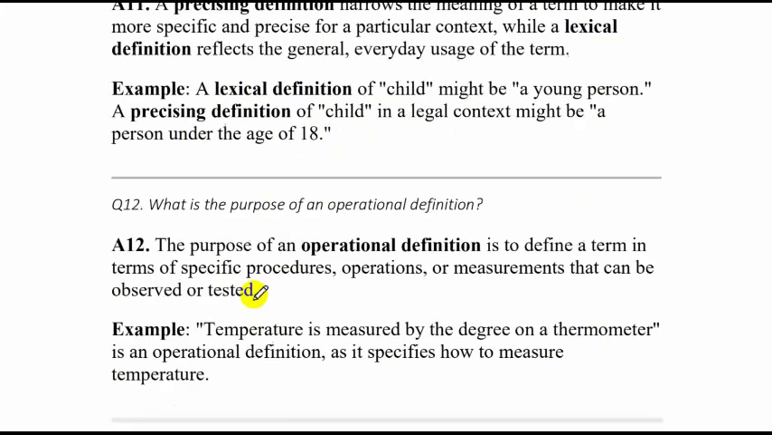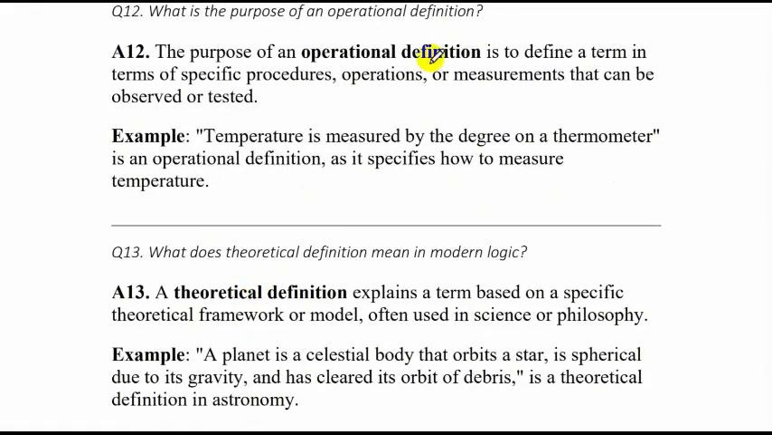What is the purpose of an operational definition? The purpose of an operational definition is to define a term in terms of specific procedures, operations, or measurements that can be observed or tested. Temperature is measured by the degree on a thermometer is an operational definition as it specifies how to measure temperature.